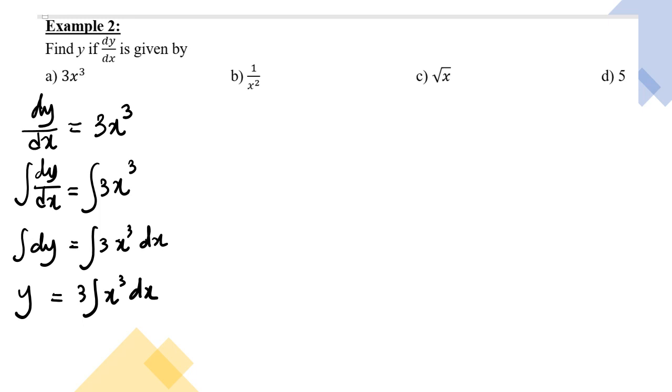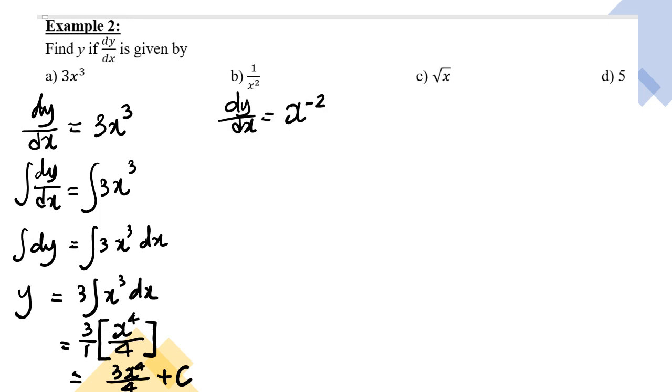You can write 3 as 3 over 1, and then x to the power 3, when you integrate it, is x to the power 4 over 4. Then you multiply the numerators, which gives 3x to the power 4, and the denominators, 1 times 4, which gives 4. And always remember to add a constant c, because you're dealing with an indefinite integral.